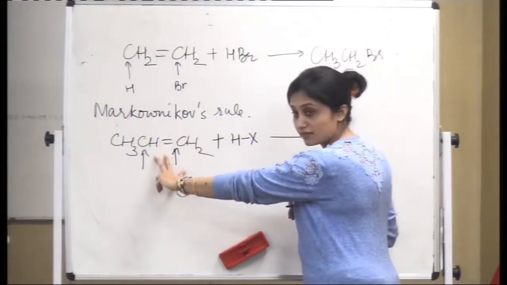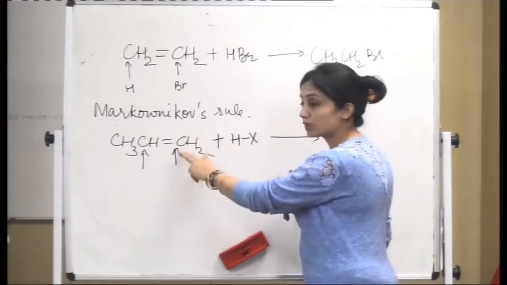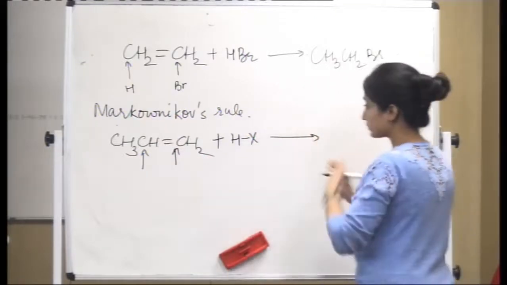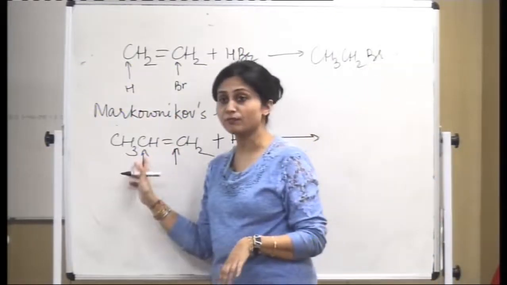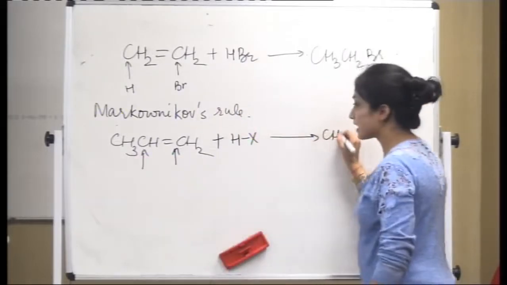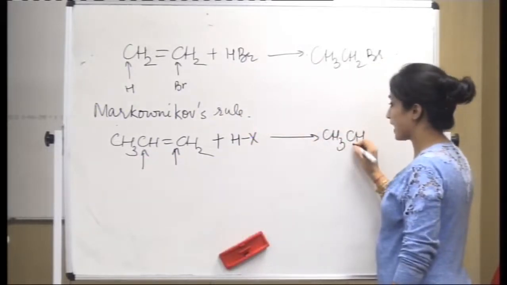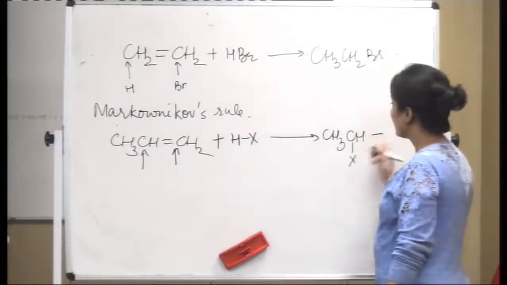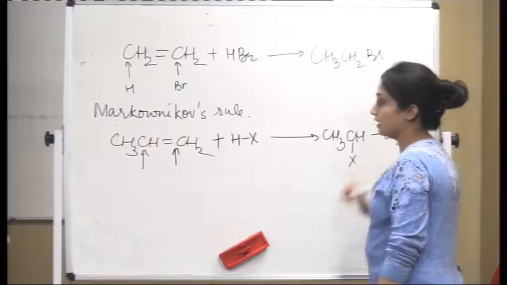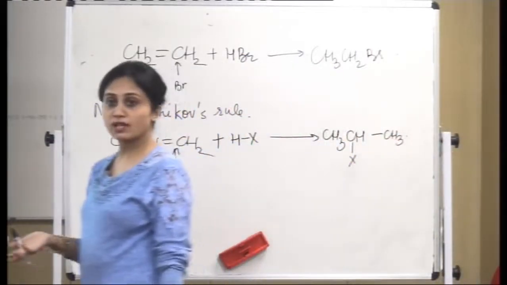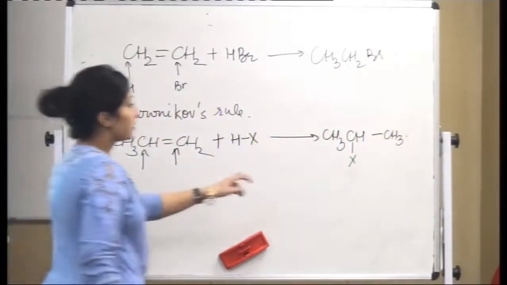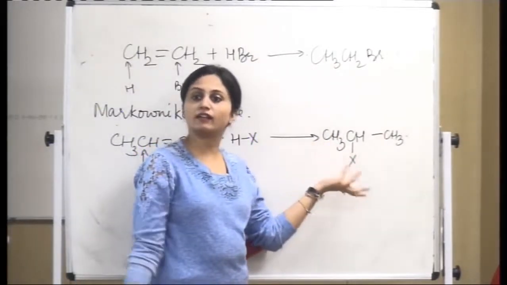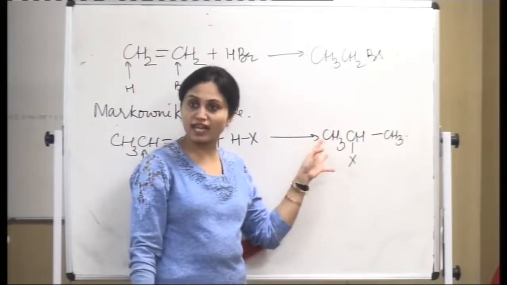In the addition process around the double bond, hydrogen will go to that carbon atom which has greater number of hydrogen atoms, and halogen goes to that carbon atom which has less. So here in this case, what do you get? CH3, CH, Cl, Br, I, and CH3. This is Markovnikov's rule, something that you've already done. But remember, this is giving you a secondary alkyl halide.